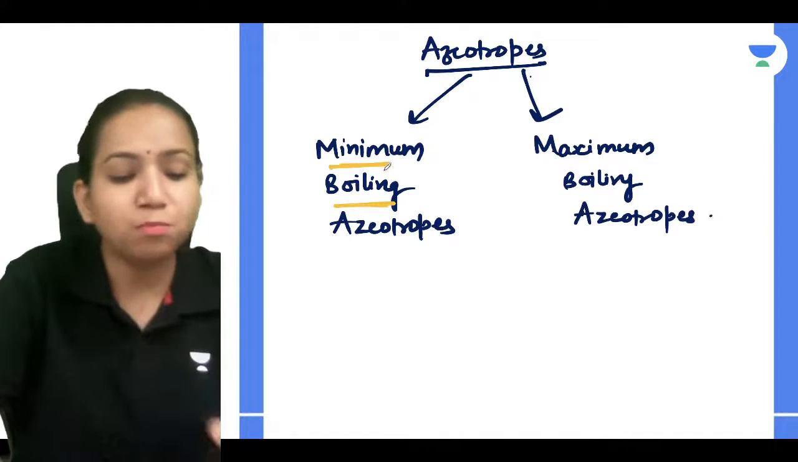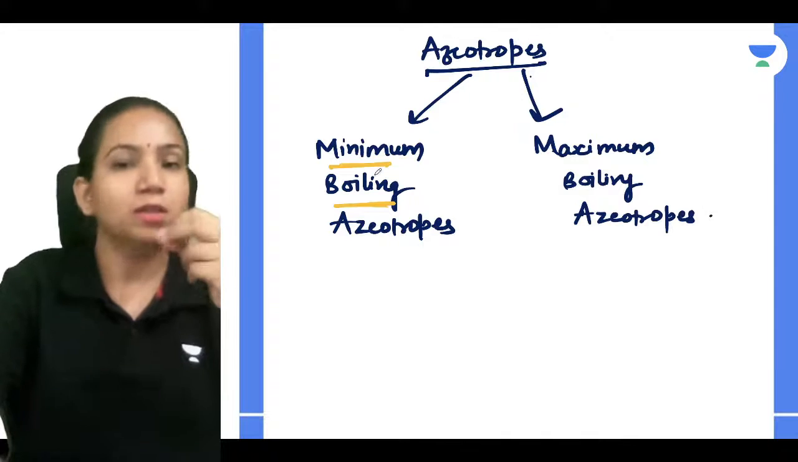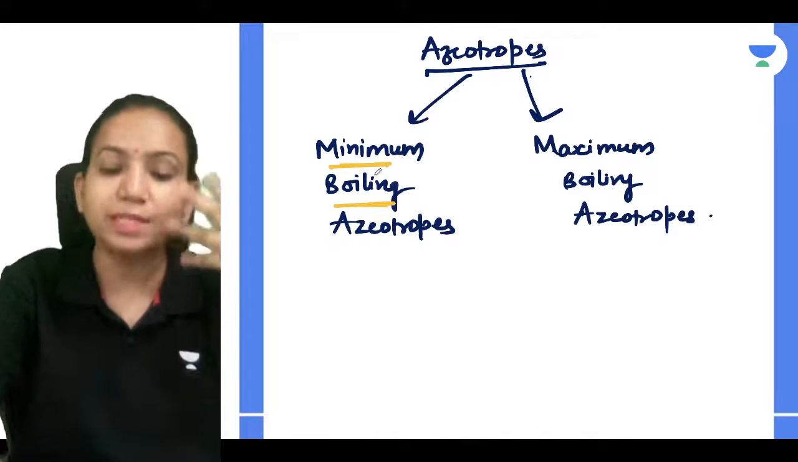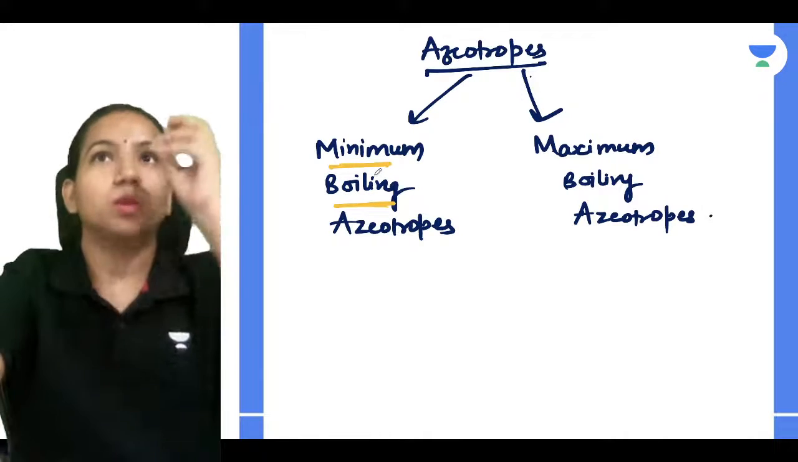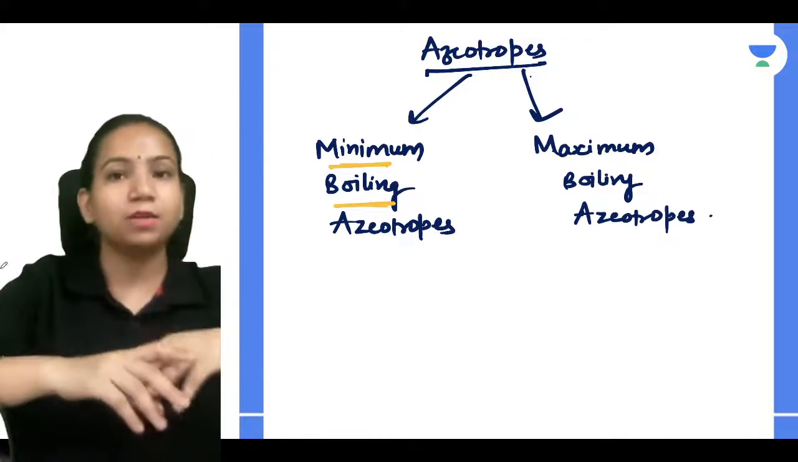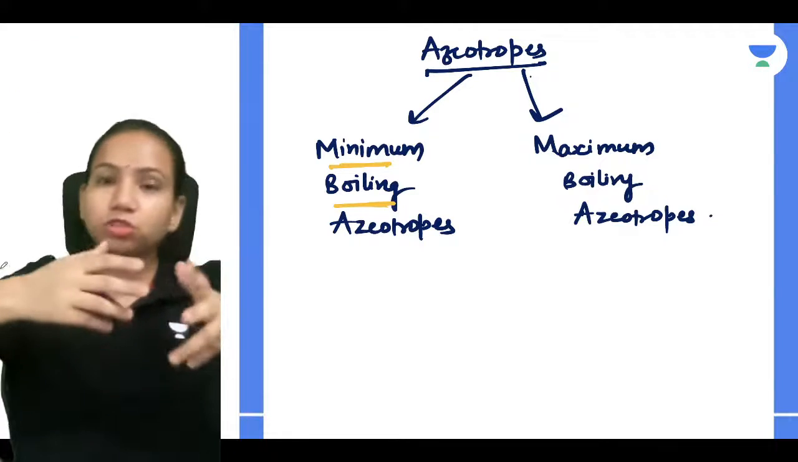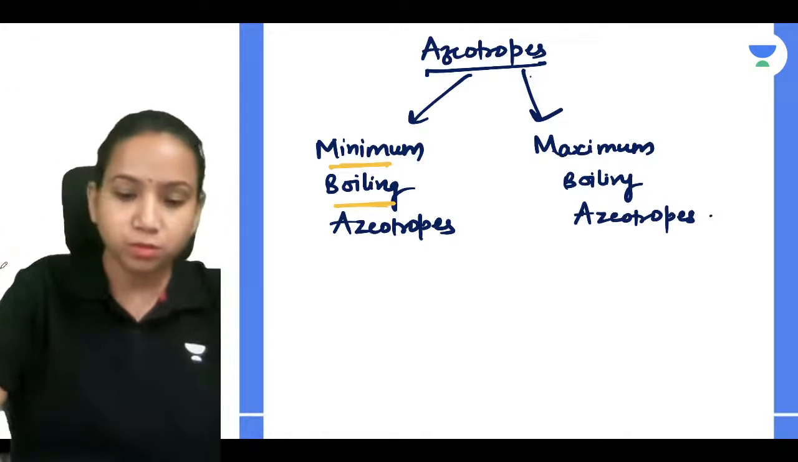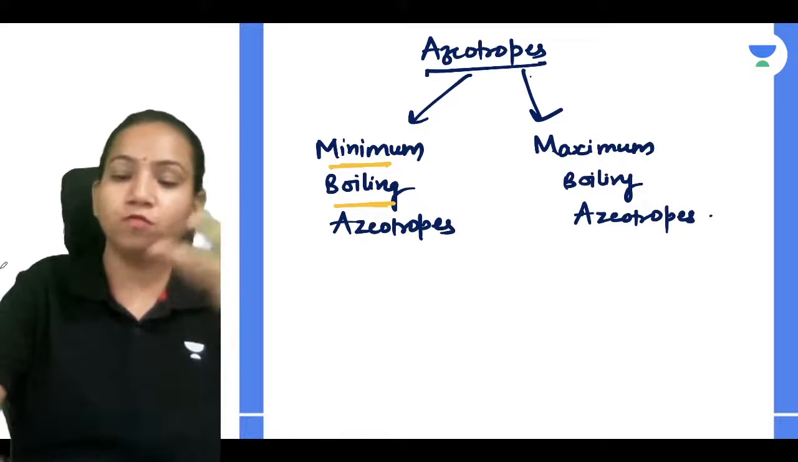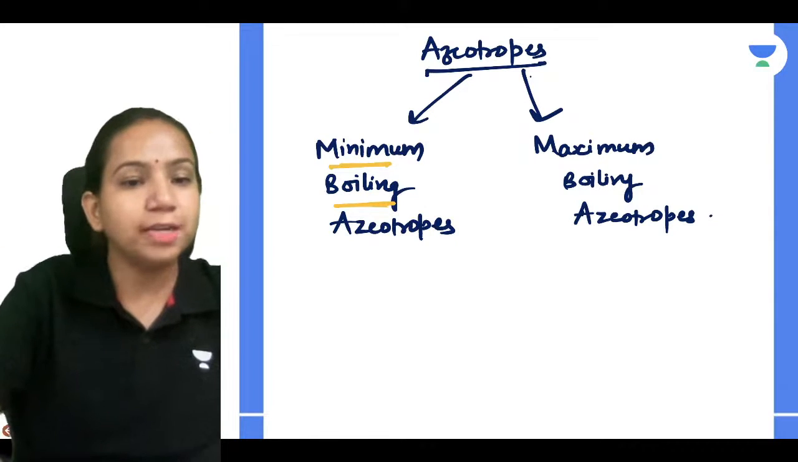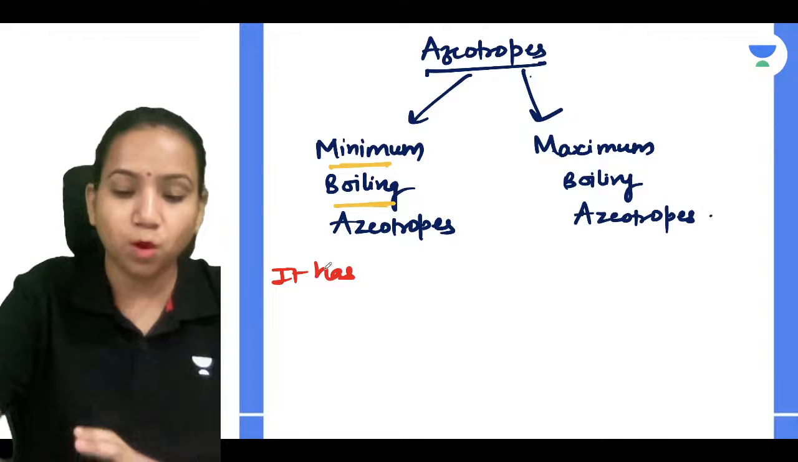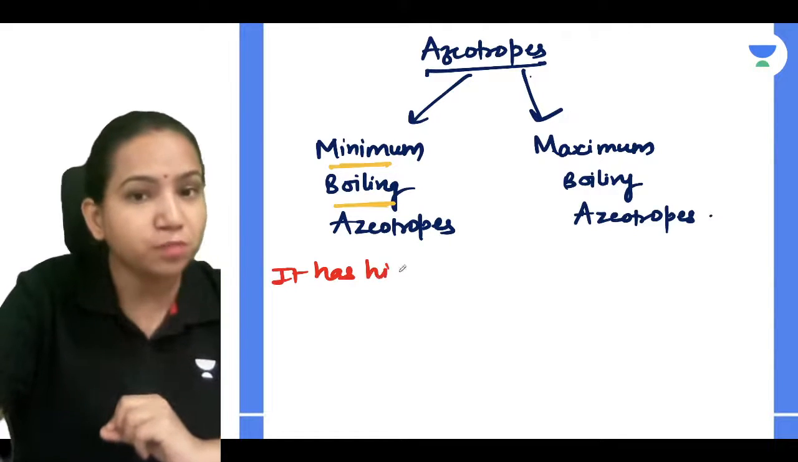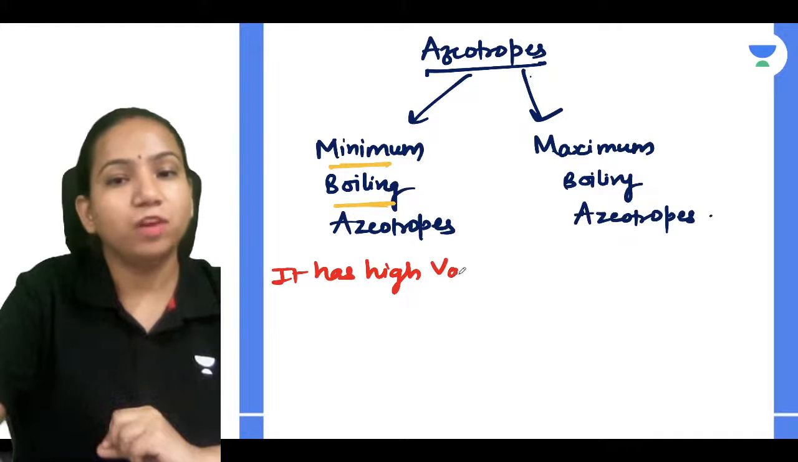So the one which is going to have a minimum boiling point, you can relate, no? The one which has a less boiling point is going to have a high vapor pressure or less vapor pressure? Tell me, everyone. The one which has a less boiling point is going to start vaporizing first, and the one which starts vaporizing first will have more vapors, and more vapors means more vapor pressure. So it's very simple. Minimum boiling azeotropes are the ones which have high vapor pressure.